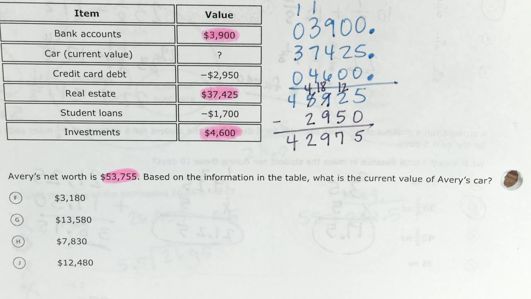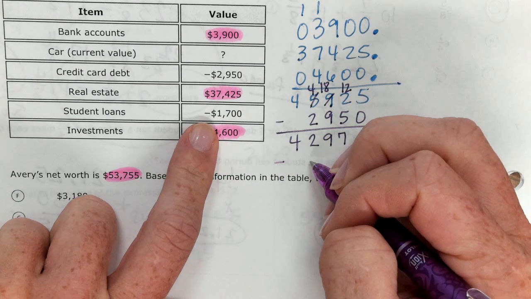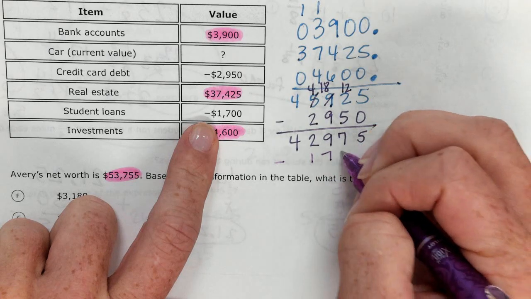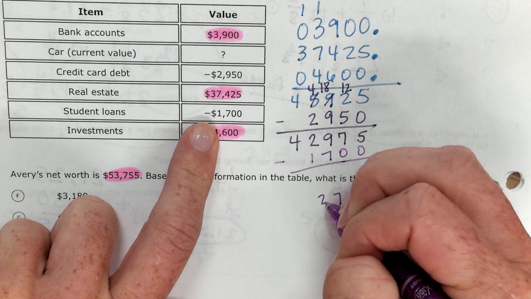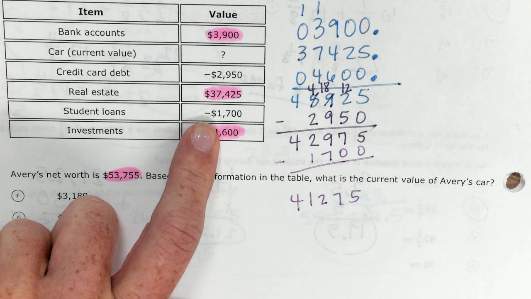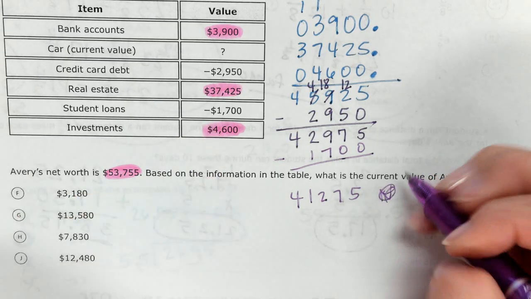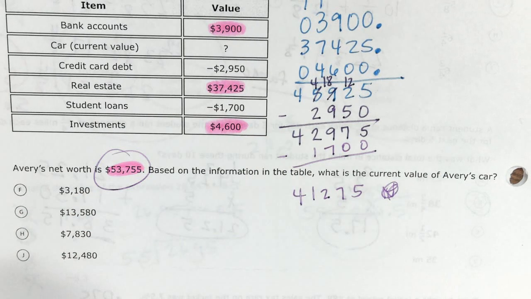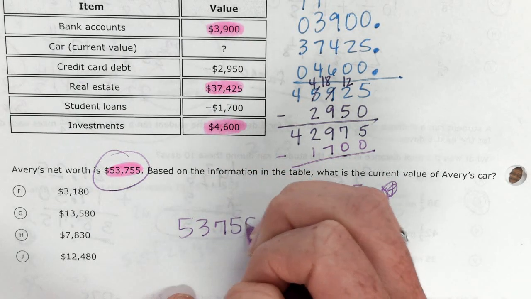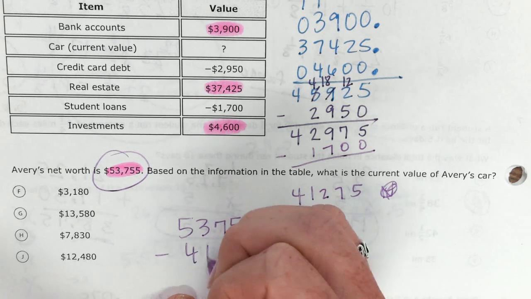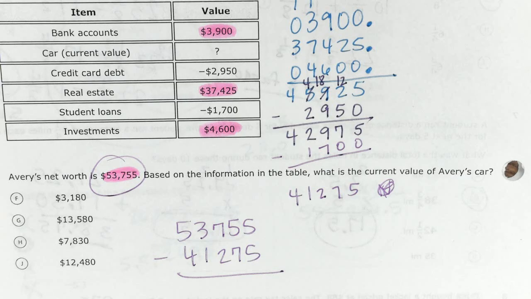Now I need to subtract out this one. Stack your place value. So I have 5, 7, 2, 1, and 4. Yes? Oh, that's not the net worth. This is the net worth. So I need to subtract 5, 3, 7, 5, 5, and subtract this 4, 1, 2, 7, 5, and that will tell me what the car is worth.